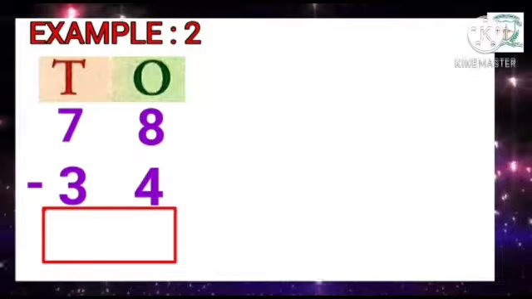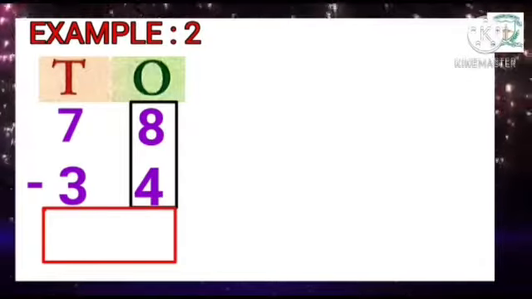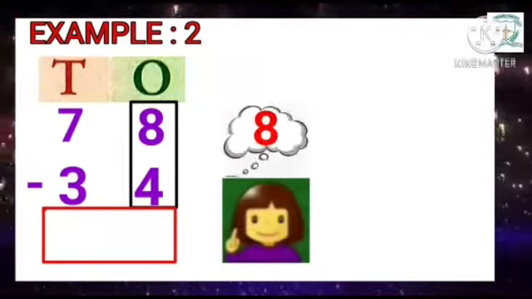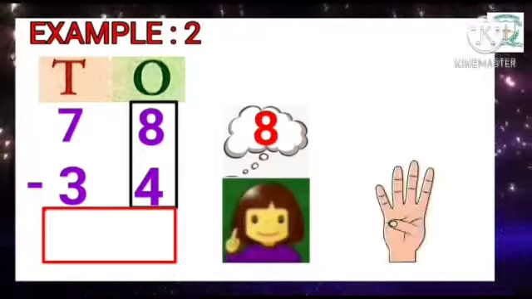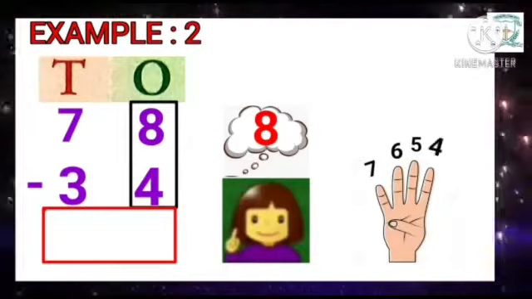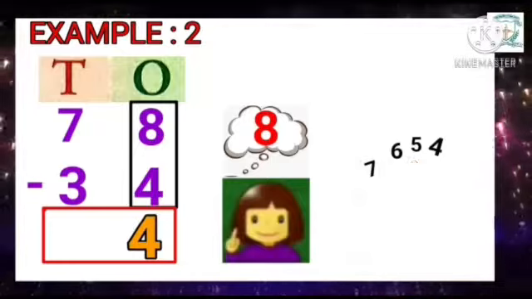In the next example, we shall subtract 34 from 78. We first subtract the digits in the ones place. We subtract as 8 in the mind and 4 fingers up. Before 8 comes 7, 6, 5, 4. We write 4 in the ones place.